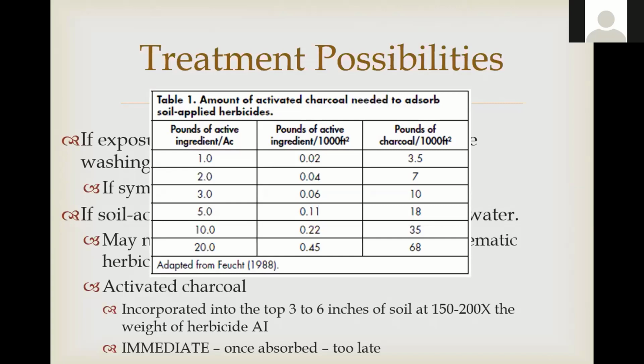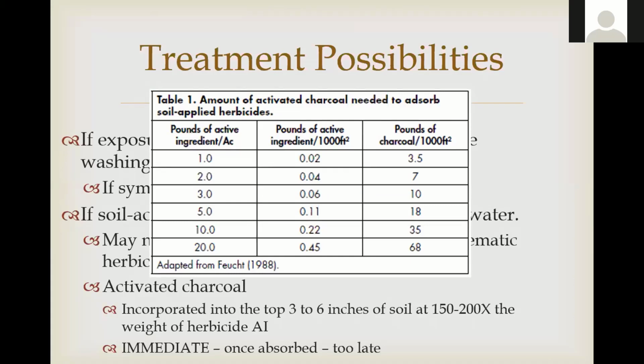Activated charcoal, and I'll show you a couple of slides here of the procedure. Activated charcoal: basically disc it in or till it in to the top 3 to 6 inches of soil, somewhere in the rate of 150 to 200 times the weight of the active ingredient in whatever herbicide you put out there on the ground. Gives you a shot. It's not always going to work, but it gives you a shot.